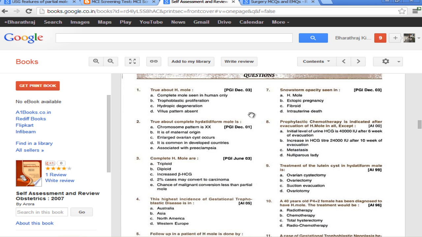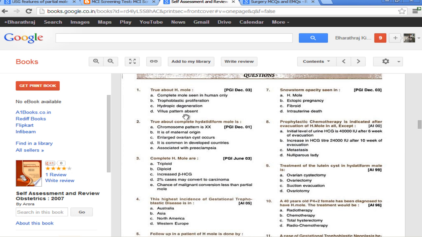You should either check in Google for the pictures. You'll find some pictures where you'll understand that the villus pattern is maintained and the villus stroma is edematous, and the edematous stroma is known as a hydropic degeneration. So the last option, villus pattern absent in H mole, is wrong option. Answer will be B and C.